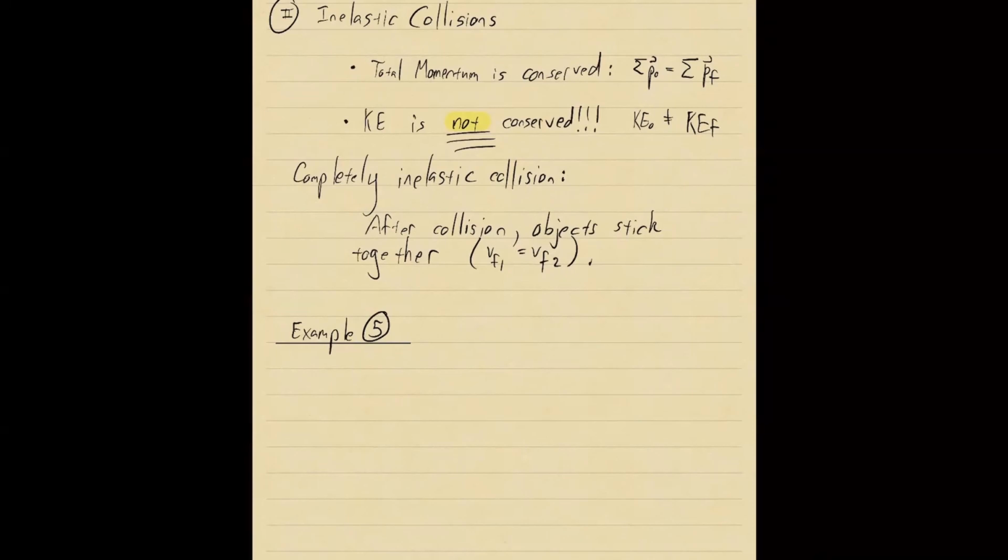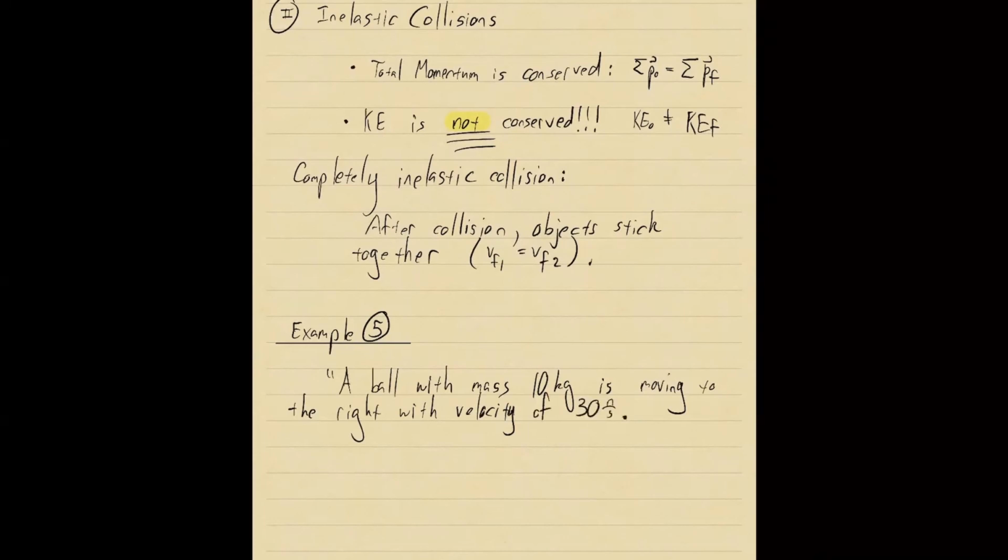But for now, let's look at example 5, which says that a ball with mass 10 kilograms is moving to the right with a velocity of 30 meters per second.